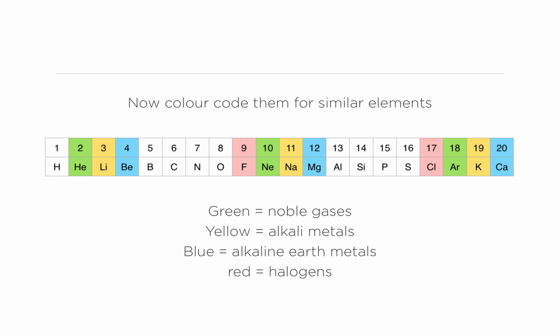If we start color coding them for similar elements, so for example, I've got all the green ones are the noble gases, the yellow ones are the alkali metals, the blue ones are alkaline earth metals, and the red ones are the halogens. And if we look closely, we can see that they are appearing at regular intervals from each other when we go left to right in terms of the atomic number. And this interval, at least for the start of the periodic table up to number 20, appears to be repeating itself every 8 elements, or 8 atomic numbers.